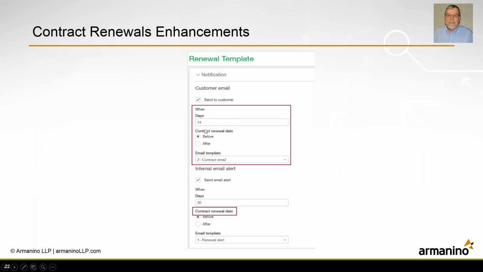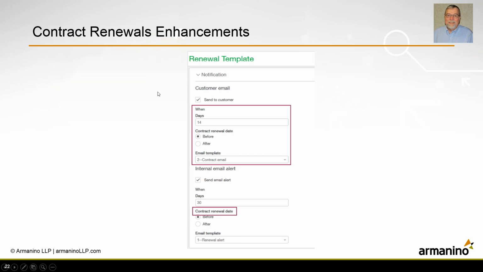So let's take a look at the renewal template. In the renewal template now, you have the ability to specify, for the customer email that you're sending to them, the number of days, and if it's before or after. Similarly, you have the capabilities on an internal email to be able to control the dates.